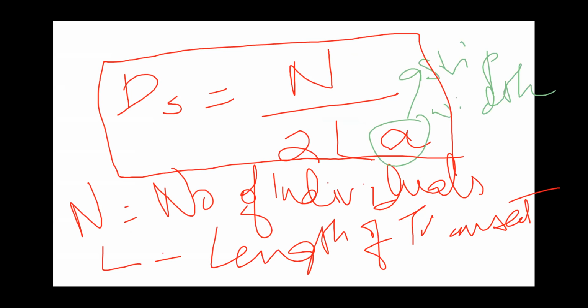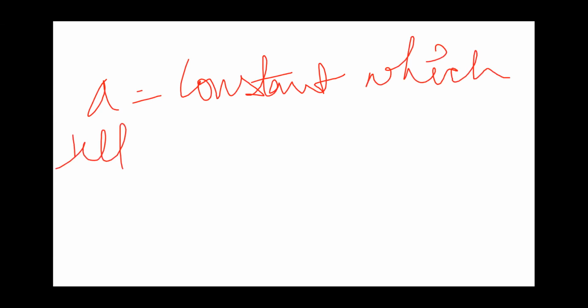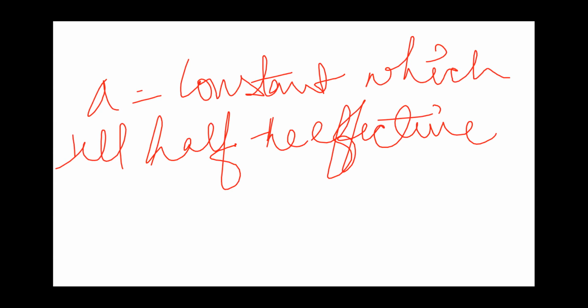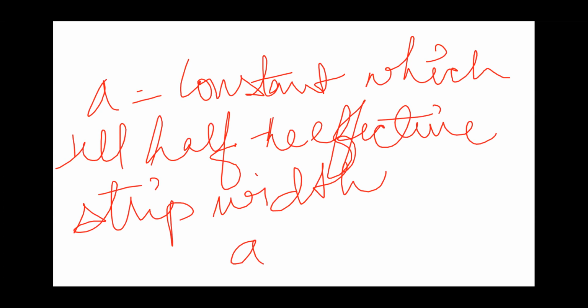Let me write it myself. A is equal to a constant which tells us of the effective strip width, and it is directly proportional to the perpendicular distance of sighting.